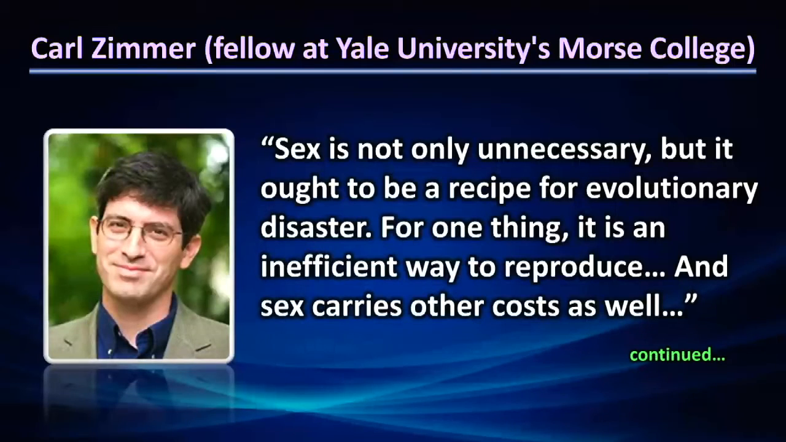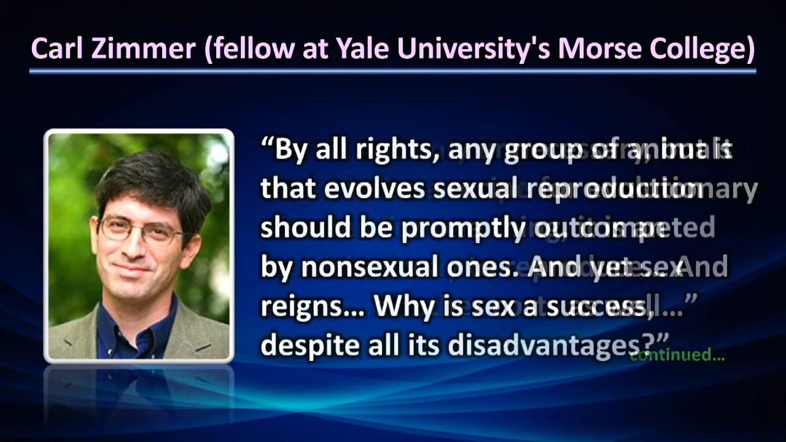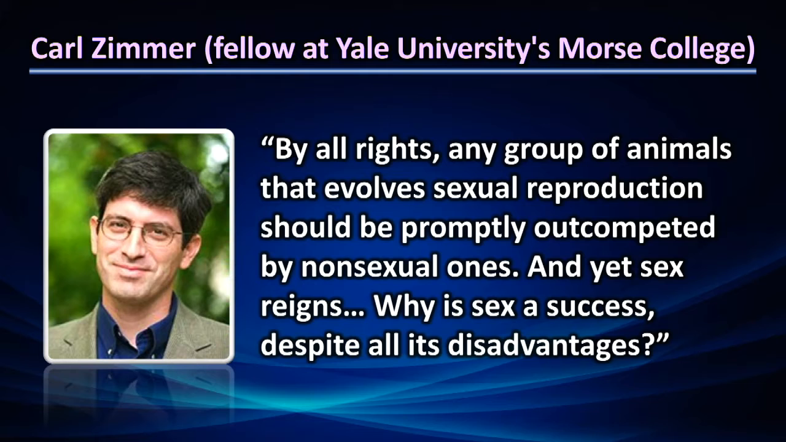And then we have Carl Zimmer. He's a popular science writer from Yale University's Morse College. He said, "Sex is not only unnecessary, but it ought to be a recipe for evolutionary disaster. For one thing, it is an inefficient way to reproduce, and sex carries other costs as well. By all rights, any group of animals that evolve sexual reproduction should be promptly outcompeted by non-sexual ones, and yet sex reigns. Why is sex a success despite all its disadvantages?" Very good question.